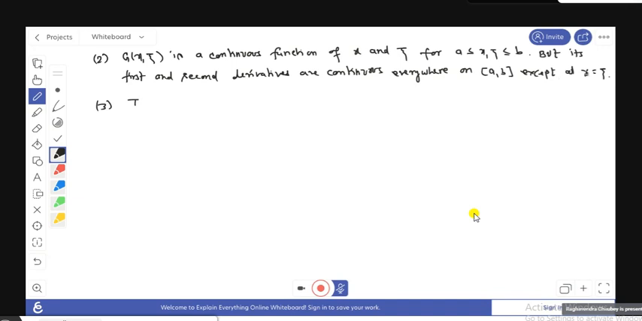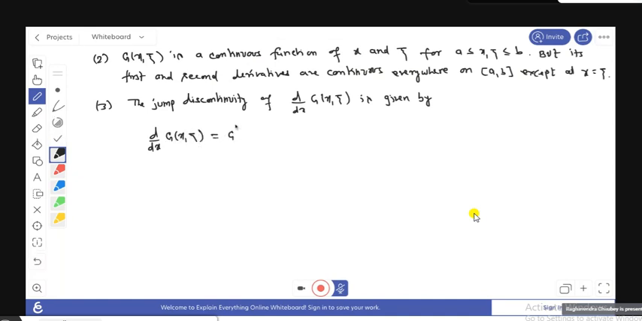And the third condition is that this function is not continuous at x equals xi. So what is the discontinuity at this point? The jump discontinuity is given by d over dx of the Green's function G. Either you can write G prime.